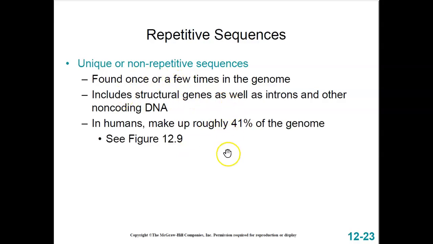So first, let's start with the unique non-repetitive. You find it once or twice in a genome. These are definitely structural genes. In fact, these would be alleles. That does include introns, other non-coding DNA inside of eukaryotes. But basically, you're looking at genes, and this makes up about 41% of human genomes.